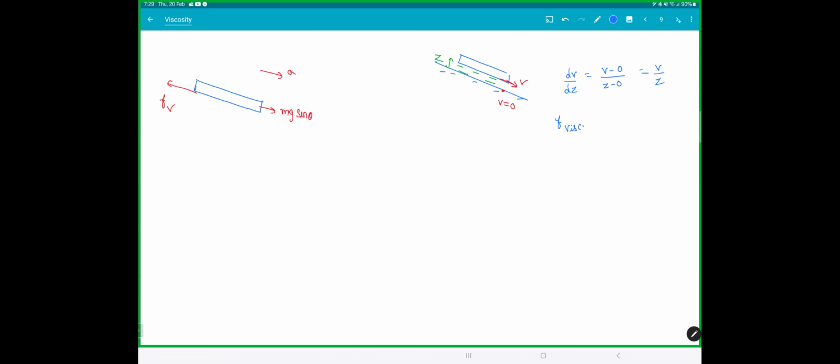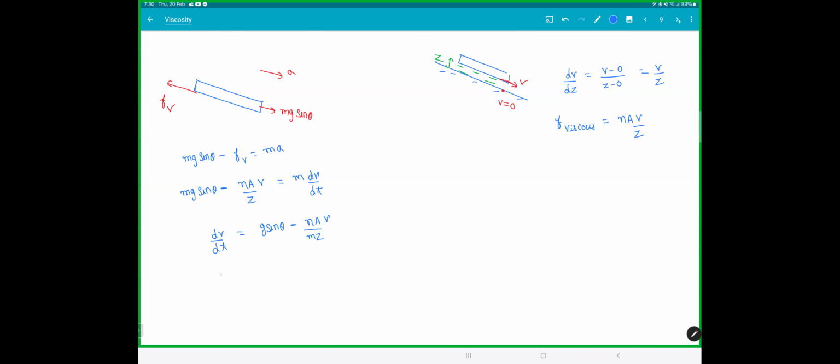So F viscous, again, we'll not take the minus sign. The minus sign already gives the direction. So eta A V by z. This is your viscous force. Yeah, you get a terminal velocity. So this will be mg sin theta minus F viscous is equal to ma. This will be mg sin theta minus viscous force, eta A V by z, is equal to m dv by dt. So this will be dv by dt. Send m that side. We will get g sin theta minus eta A V by mz.